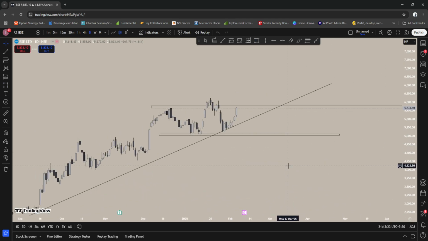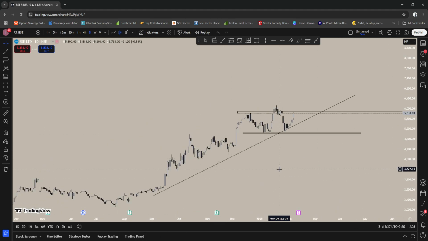So that's it for today's trend line, guys. I hope this was clear when it came to trend lines.